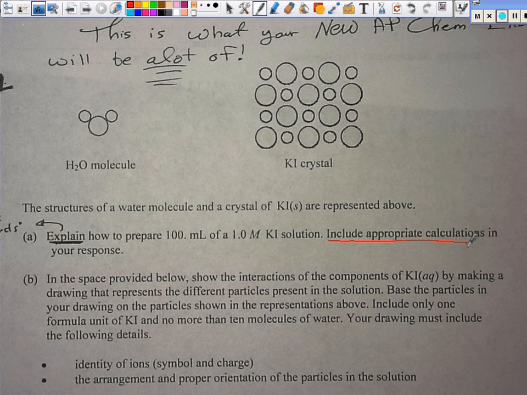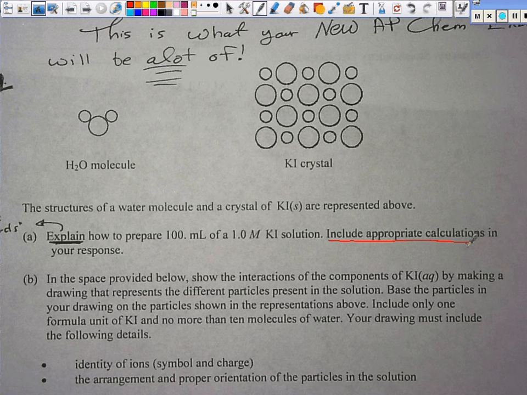So when it says calculations, does that mean math? Yes, that means math. So explain how to prepare 100 milliliters of a 0.1 molar KI solution. What is the first thing we're going to have to do to figure this out? Got to find grams. Why? Very good. You need to find out how much of this solid you're going to have.